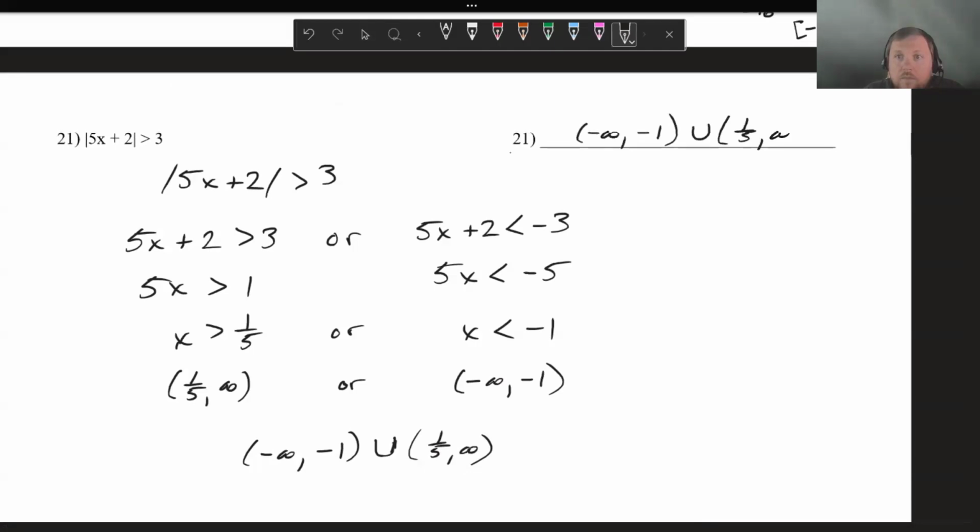And these are all of the numbers that I can plug into this inequality and get a true statement out of it. And again, that alternative way, you don't have to do this. This is completely optional.